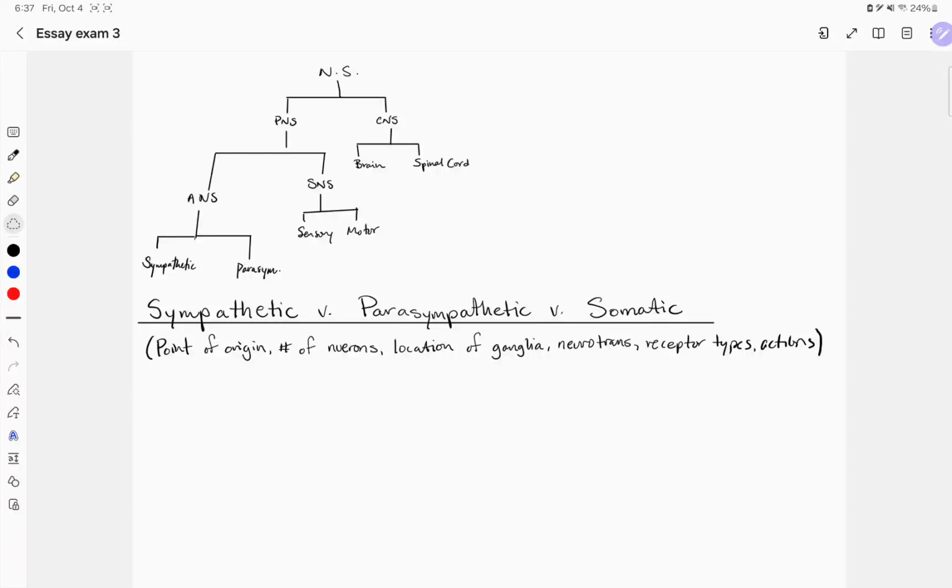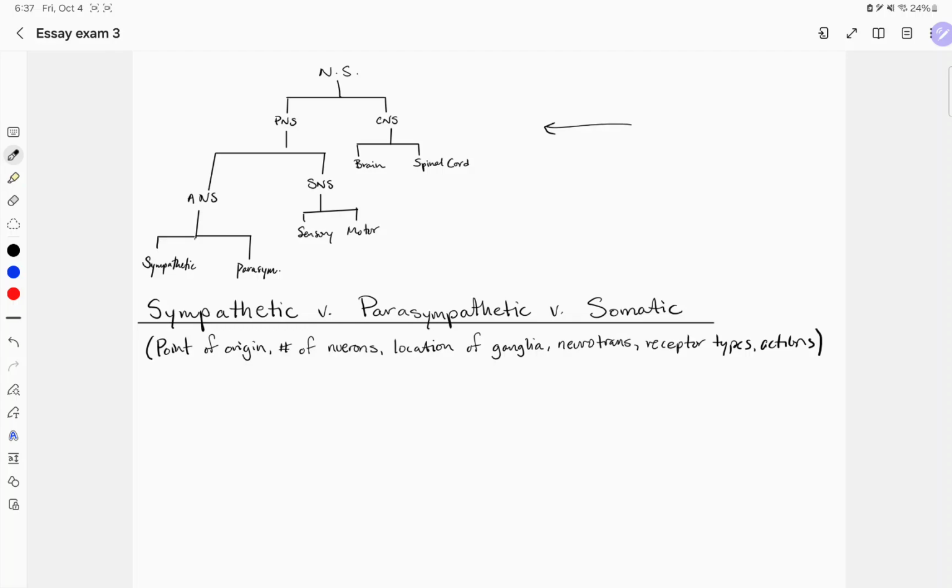All right, today we're talking about the nervous system. Let's get right into it and see if we can cover this material in a short amount of time here. Just to start us off, I have a diagram right here showing the breakdown of the nervous system.